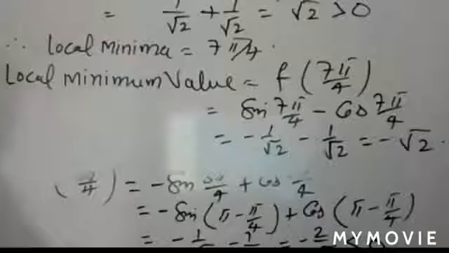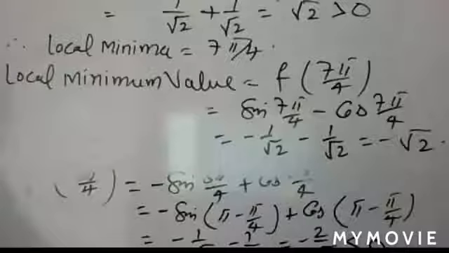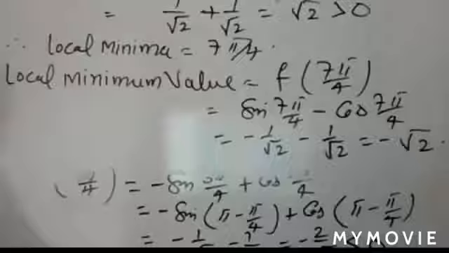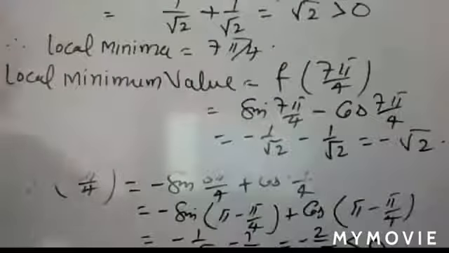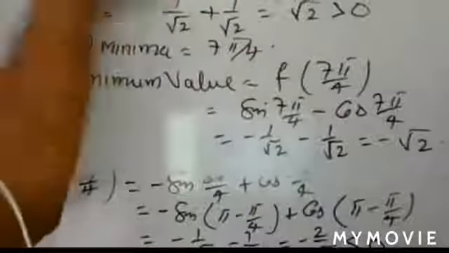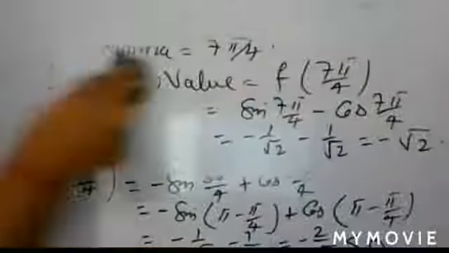Now you write one of the questions. Show that the function f(x) is equal to cos x, x greater than 0 and less than pi, has neither local maximum nor local minimum.